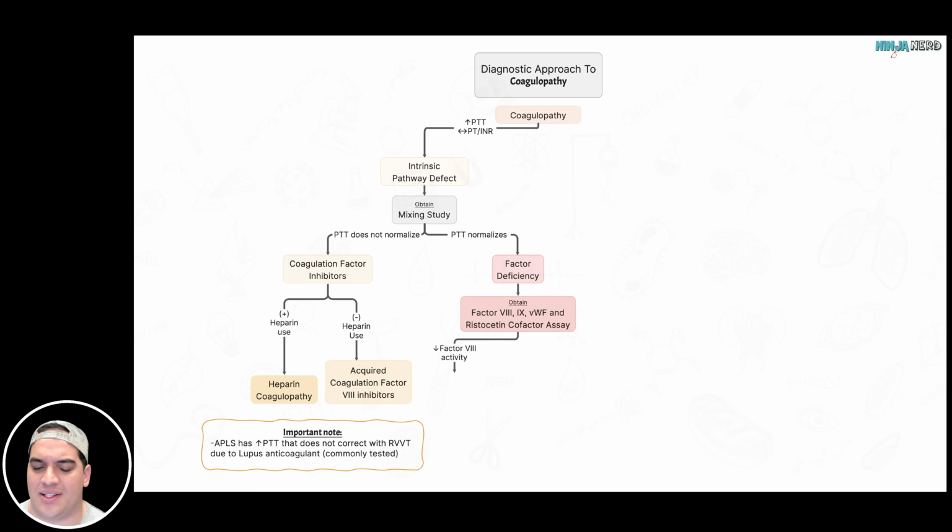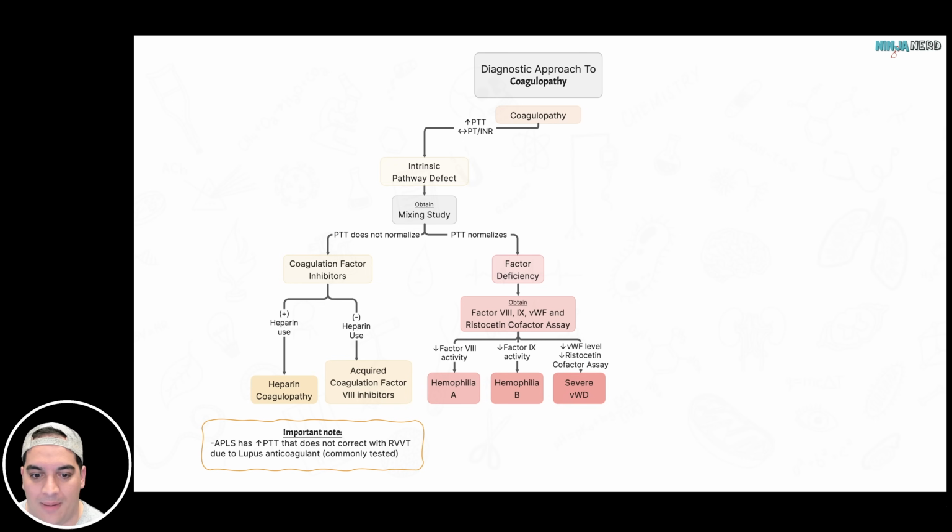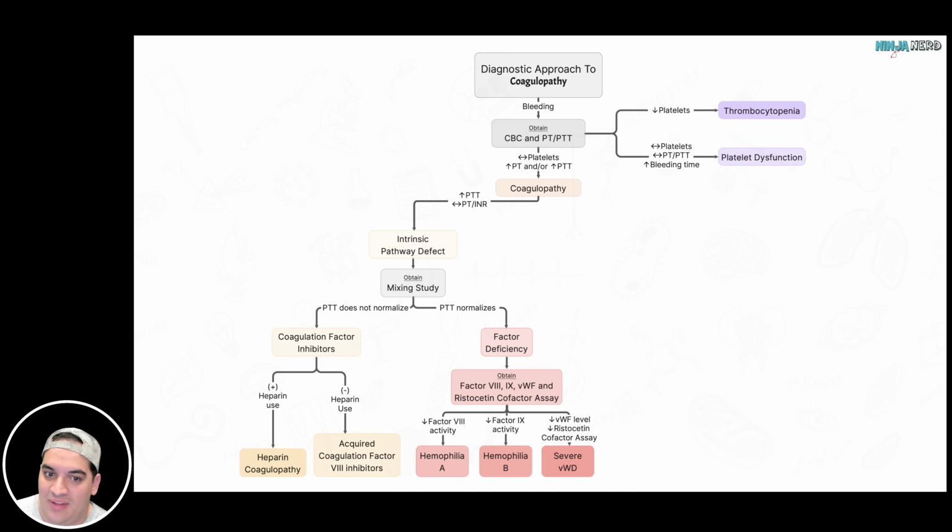So let's say I do this, and I see low factor 8 activity. That is hemophilia A. If I check it and there's low factor 9 activity, that's hemophilia B. And if I check it and the von Willebrand factor activity or antigen activity is very low, and on top of that, the ristocetin cofactor assay tells me that there's no aggregation, but when I add the von Willebrand factor to the mix, it does aggregate. That tells me it's severe von Willebrand disease. All right. Now, from here, I've taken care of the intrinsic pathway.